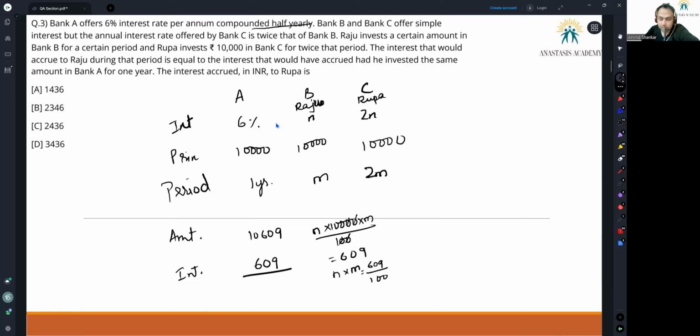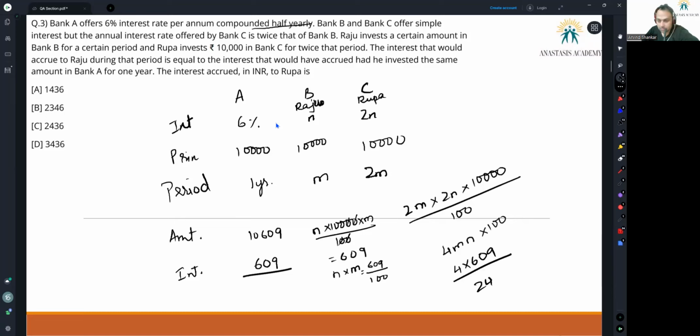Now the interest accrued to Rupa is going to be n into 2m into 2n into 10,000 by 100. So 2m into 2n is 4mn into 100. We know nm is 600 by 9. So 4 into 609, 100 and 100 will cancel. This multiplies to give us 2436, or option C will be the correct answer. Okay.